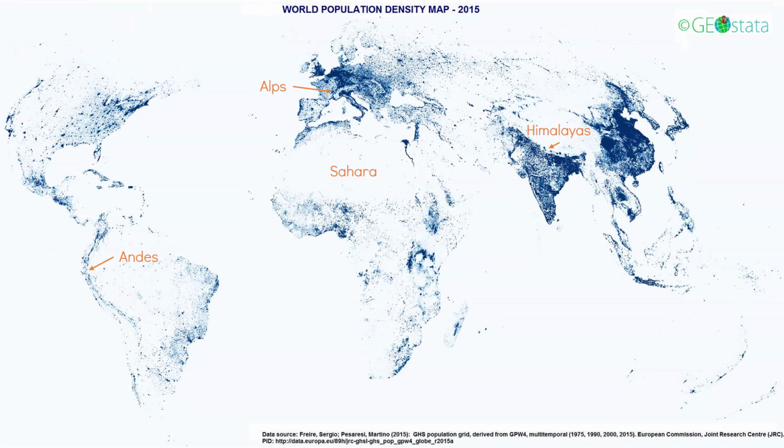This map of population density illustrates some of the effect of topography. Notice people are concentrated near the coasts, away from dry regions, and mountainous areas like the Himalayas and even the Alps in Europe are pretty much empty.